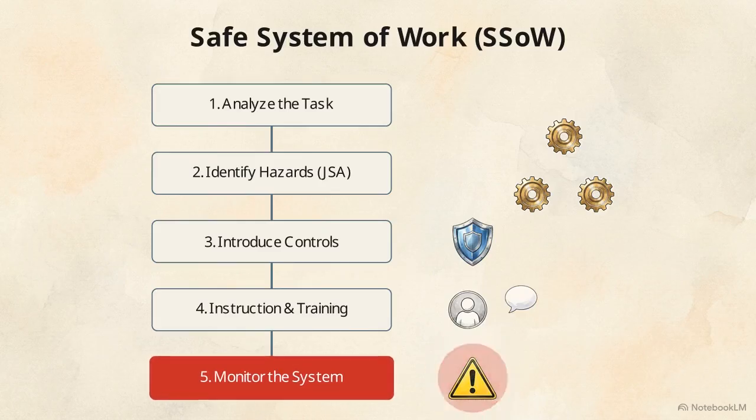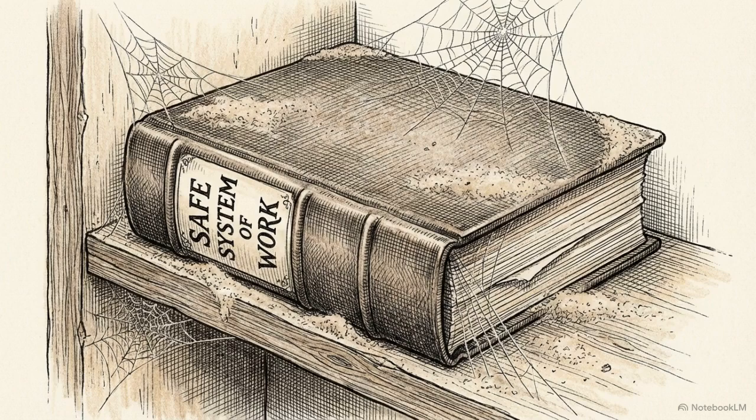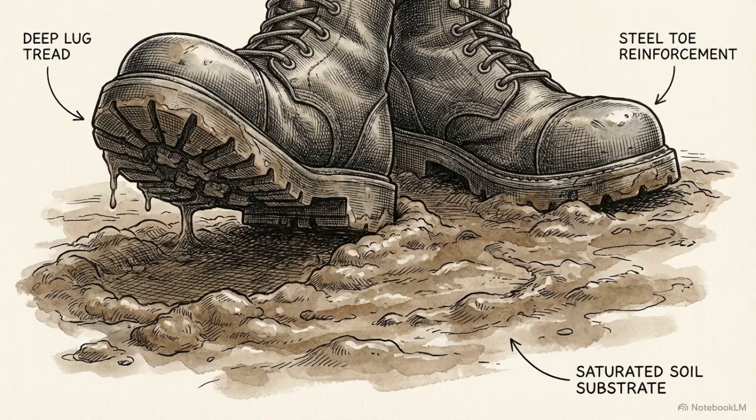This pulsing red box shows exactly where our site failed. Nobody monitored the subcontractor's new equipment once it was brought onto the site. A safe system of work provides little protection if it is treated as a static document. It must always adapt to ground-level reality.